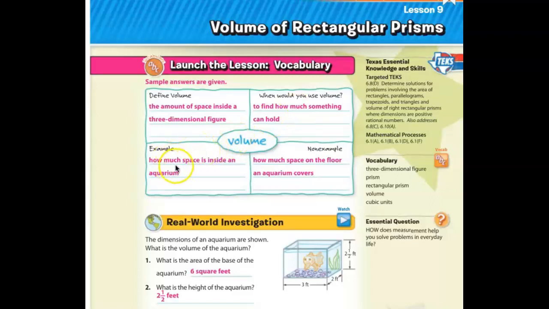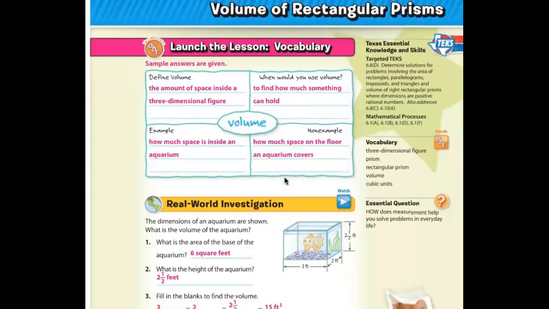So an example, how much space is inside an aquarium? So how much water would you need to fill up an aquarium? A non-example is going to be how much space is needed on the top of the table or the floor that holds the aquarium, because that's going to be a flat shape, and that's going to be square units and not cubic units, which we're going to talk about here in just a moment.